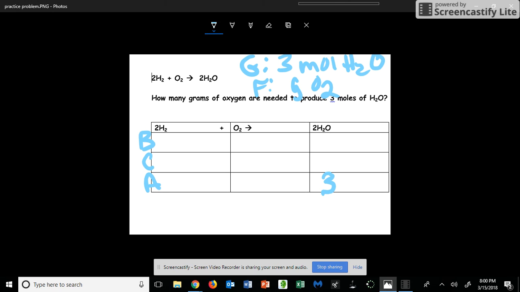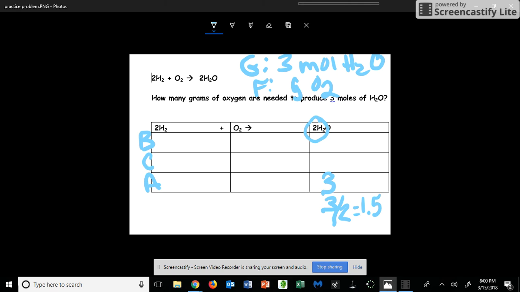Now that you're in the table, you need to find what we call the multiplier. You need to take the moles that you're given, 3, divided by the number of the same compound or element from the balanced equation. So 3 moles of water divided by the number of moles from the balanced equation. So 3 divided by 2 would be 1.5. So my multiplier is 1.5.